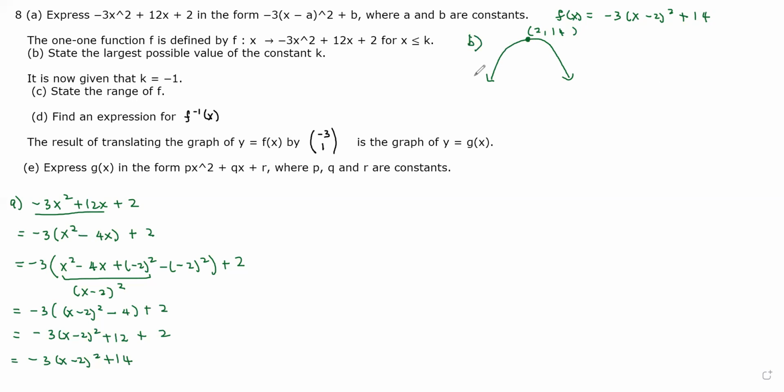This function is not 1-to-1. It is 1-to-1 only for x less than or equal to k, and we need to state the largest possible value of k. So for x less than or equal to k, we just grab the vertex here. Let's just look at this part. When x is less than or equal to 2, the function f of x is a 1-to-1 function. Then the largest possible value for k must be this x value of 2.